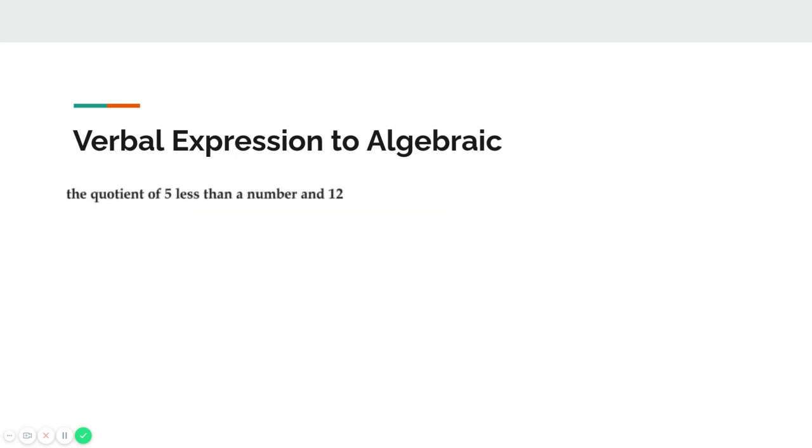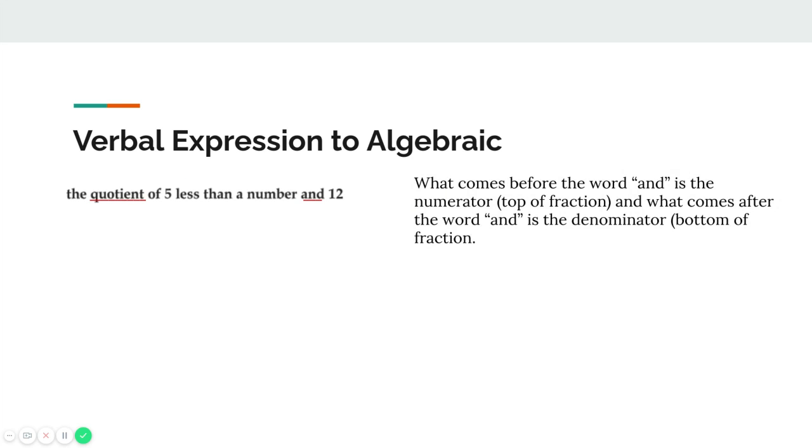Let's try another one. The quotient of 5 less than a number and 12. One of the first words that you should notice is the word quotient. Quotient is a word that's referring to a fraction or division. So when I see the word quotient, I want to look through the rest of the sentence for the word and, because what comes before the word and is going to be your numerator, or in other words, the top of the fraction, and what comes after the word and is going to be the denominator, or the bottom of the fraction.